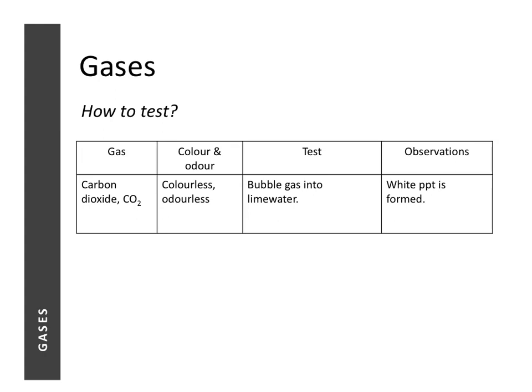Carbon dioxide is a colorless and odorless gas. So to test for it, we have seen this before, we bubble the gas into lime water, and the observation will be a white precipitate is formed. Lime water is essentially your calcium hydroxide, and then the white precipitate that's formed is essentially your calcium carbonate.